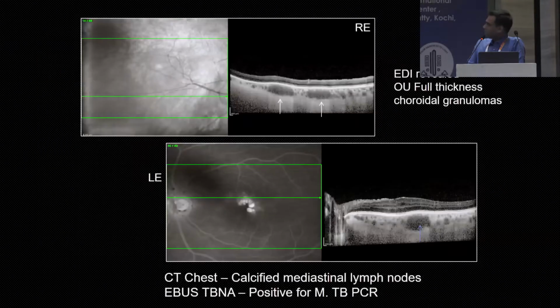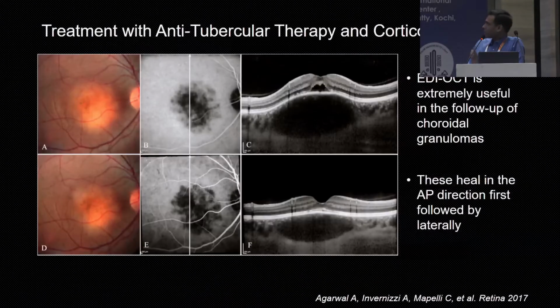Now these findings are quite common. However, how do we differentiate them from other similar entities? In tubercular choroiditis with choroidal granuloma, EDI OCT helps us to monitor therapy. As has been published, EDI OCT is extremely useful in follow-up, in the sense that these lesions heal antero-posteriorly first, followed by lateral shrinking. As you can see, the images are correlated with the fundus picture also.